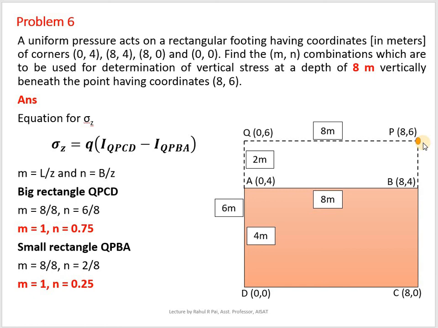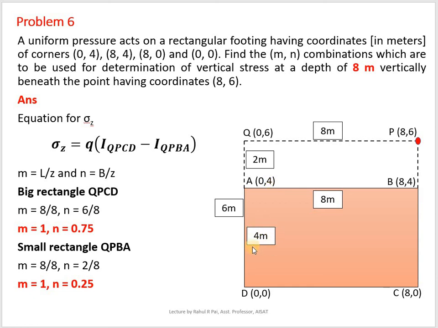So this is similar to one of the cases discussed. So this is the rectangle. Appo coordinates vannittund 0, 4, 8, 4, 8, 0, 0, 0. That means it is a rectangle with length 8 meter and width 4 meter. So you mark the coordinates, like you start from here. D is 0, 0, C is 8, 0, B is 8, 4 and A is 0, 4.